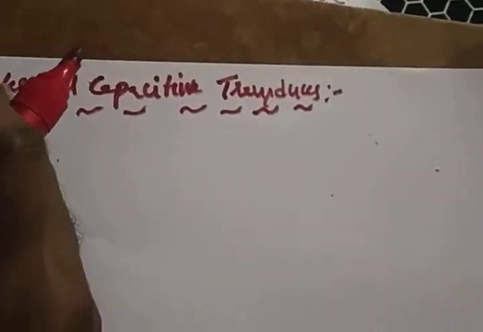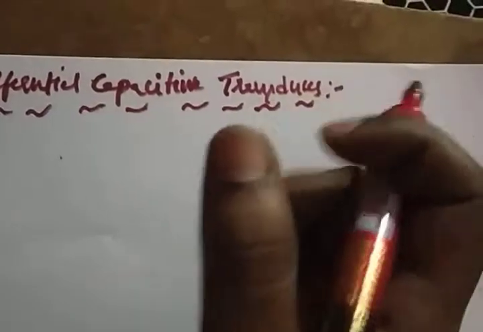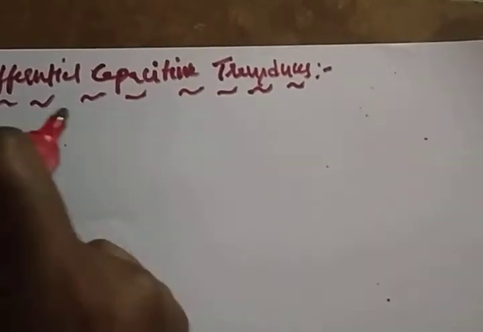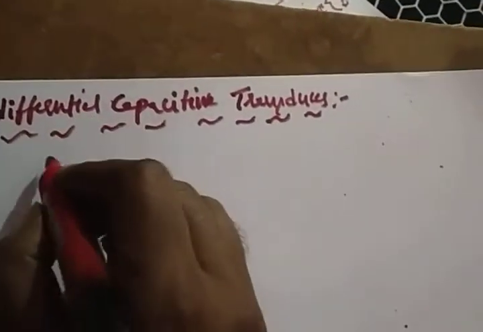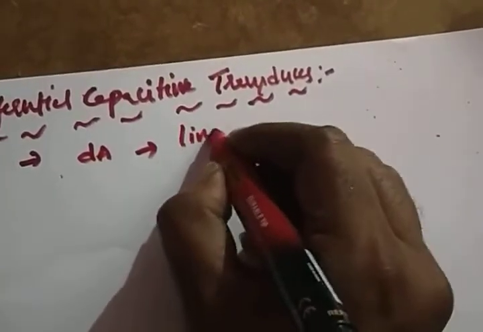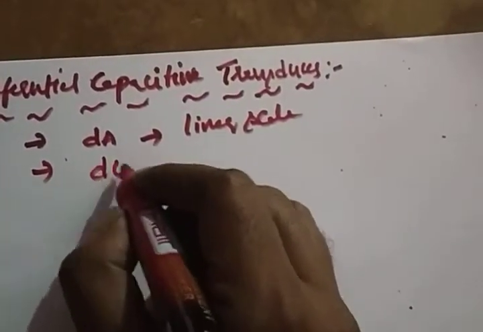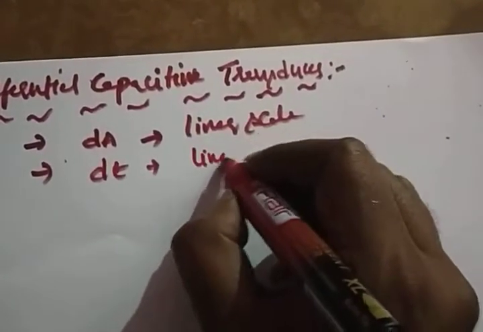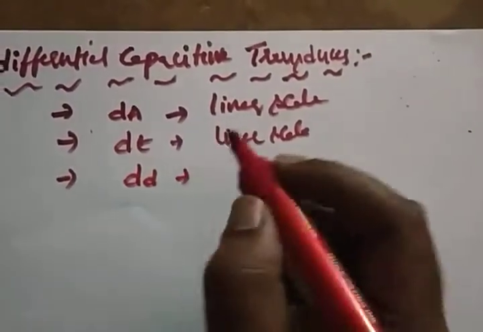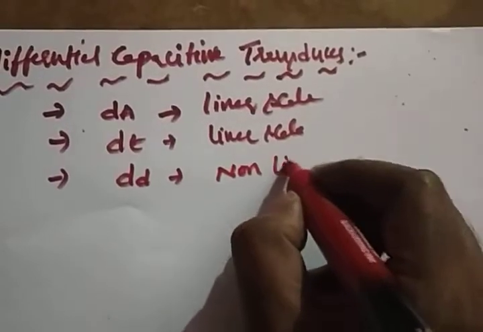right? So by changing the area you will get a linear scale. By changing the dielectric material you will get a linear scale. By changing the displacement, the distance between the plates, you will get a non-linear scale, right?